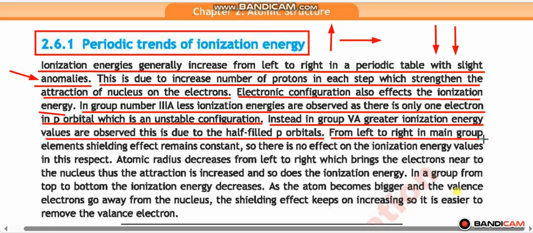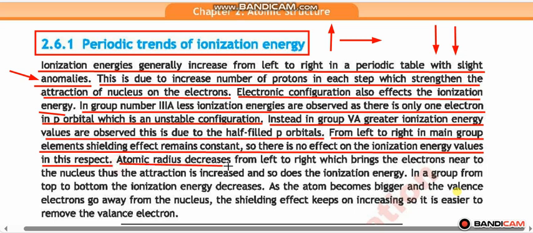From left to right in the main group, the elements' shielding effect remains constant, so there is no effect on the ionization energy values in this respect. Students, you know that there are the same number of shells in a given period in all elements. Since they have the same number of shells, their shielding effect is the same, and it means that there is no influence of shielding effect upon the ionization energy in a given period.